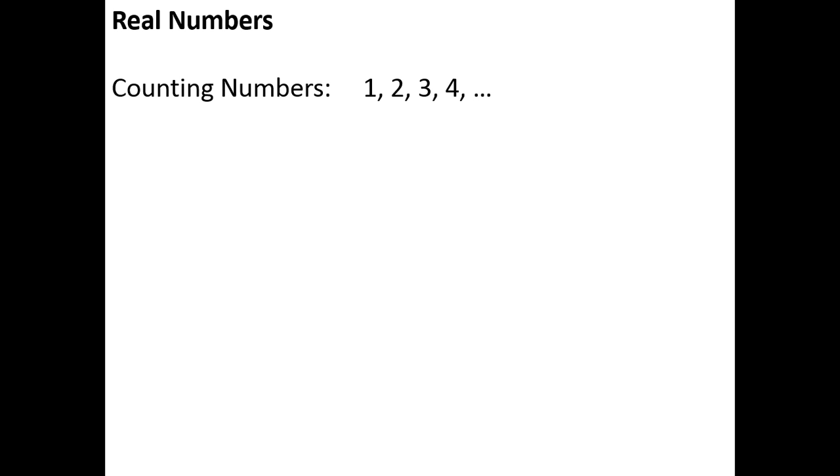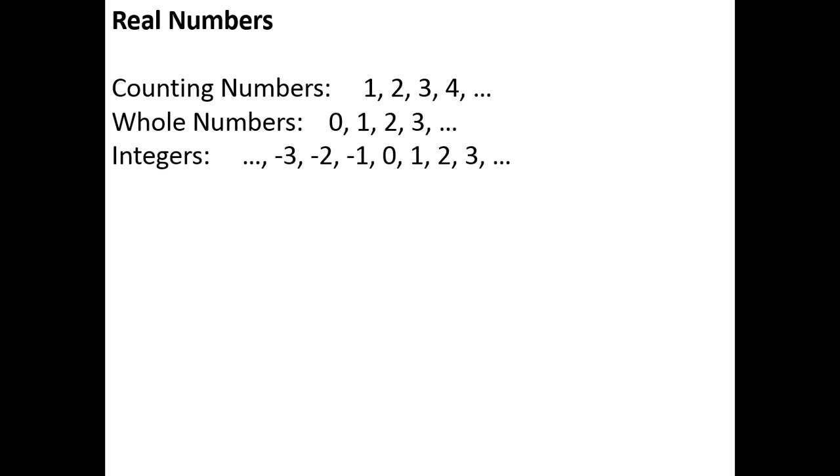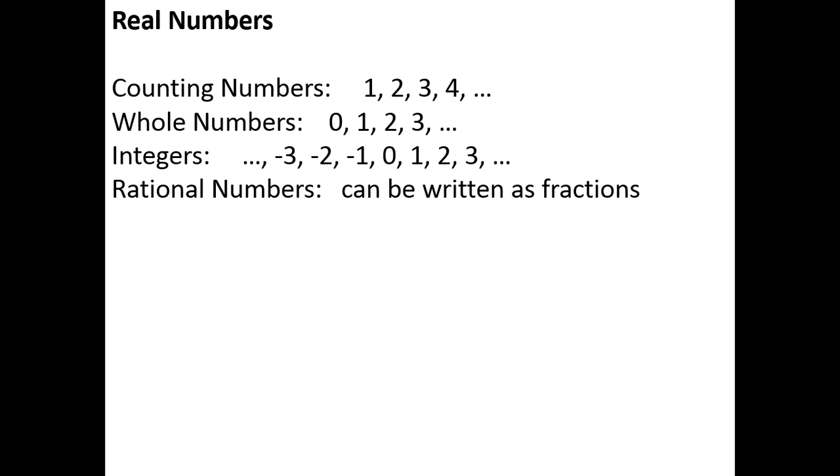We've started by talking about counting numbers, and then we added 0 to that set of counting numbers to create the set of whole numbers. When we also included the opposites of all those numbers, we had the integers. And when we looked at some of the numbers in between those integers that were created by writing fractions, we had what were called the rational numbers.